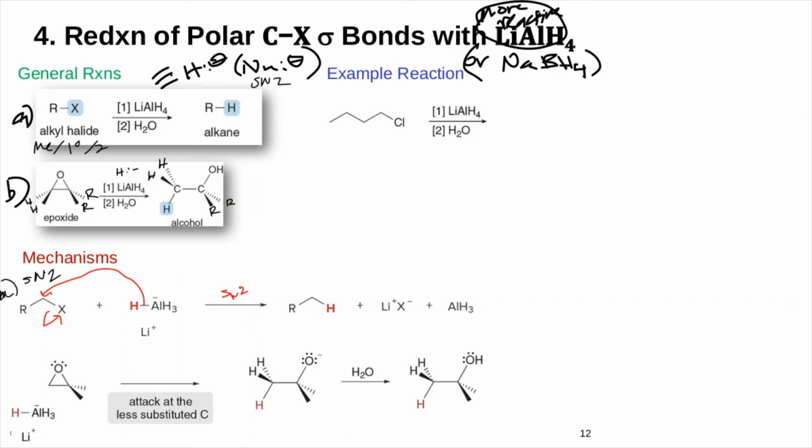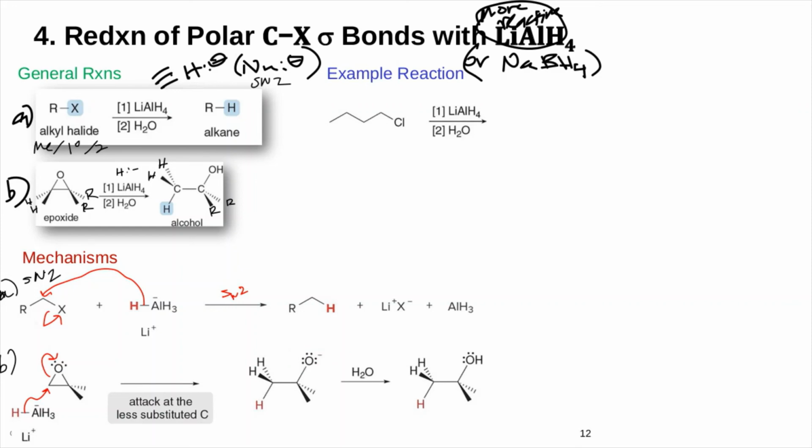So here's that mechanism down here a little bit better. Here we have an unsymmetric epoxide. We've got our aluminum hydride. That hydride is going to attack the least substituted carbon, and it's going to open the epoxide up, our base catalyzed or promoted ring opening. Once we add that hydrogen on, we have an oxy anion on the other side. This is where the water comes in.